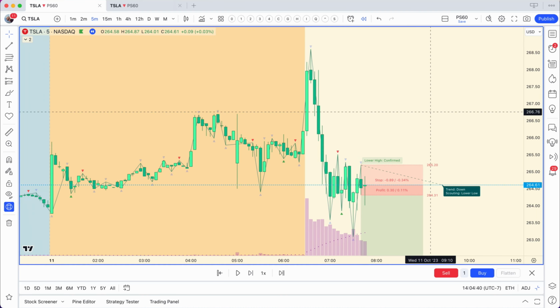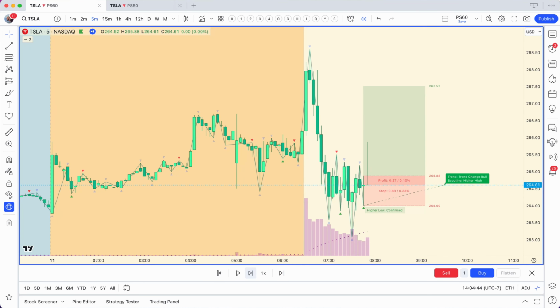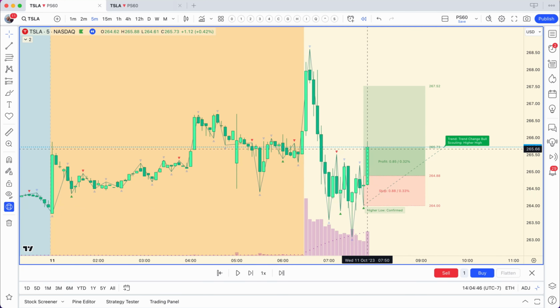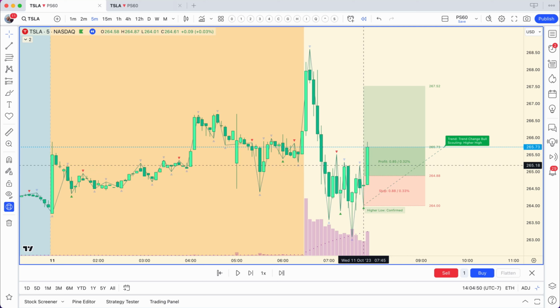So, okay, we're in a downtrend. We're scouting a lower low. Let's see what happens. Okay, it broke that trend. And look, it says trend change bull. As soon as the price went above this pivot, that's when the alert would fire.